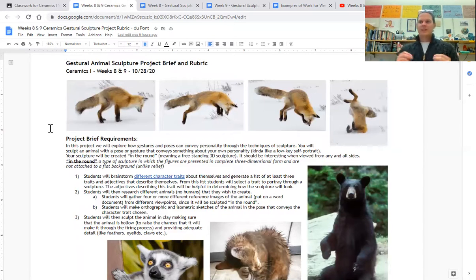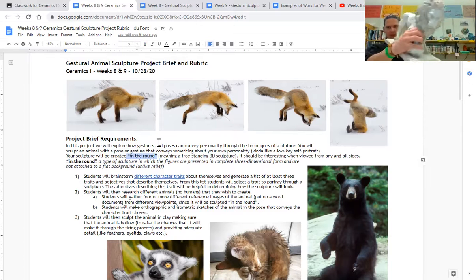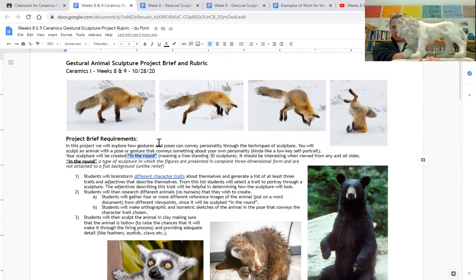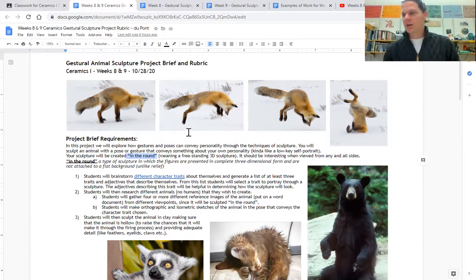You will sculpt this animal in the round. You can see it says right there. So it means that it's a freestanding 3D sculpture. It's not like the carvings you see above a doorway on a Greek or Roman building. It is a freestanding sculpture that is seen all the way around. So each point is different. You get all the perspectives of the sculpture. Capito? Okay.